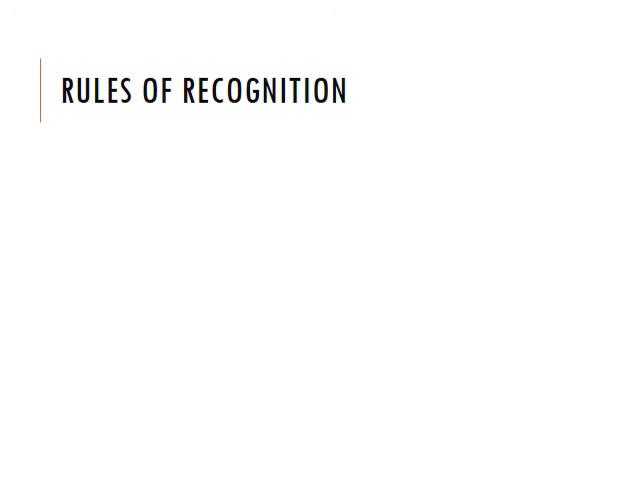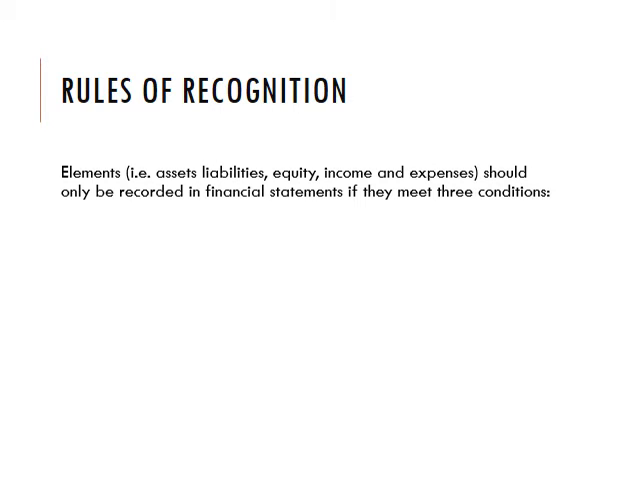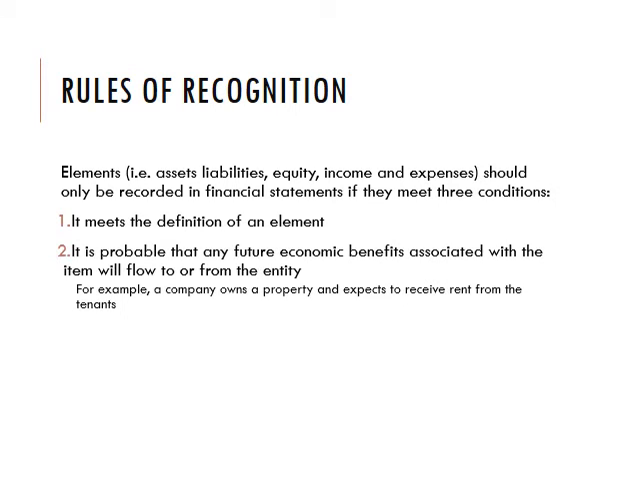So now we've defined our 5 different elements, we must determine when they should appear in a set of accounts. Well, they do so when they meet 3 conditions. First of all, the transaction must meet the definition of an element, which is of course self-evident. We would only record an asset if it met the definition of an asset. Secondly, it's probable that any future economic benefits associated with the item will flow to or from the entity.